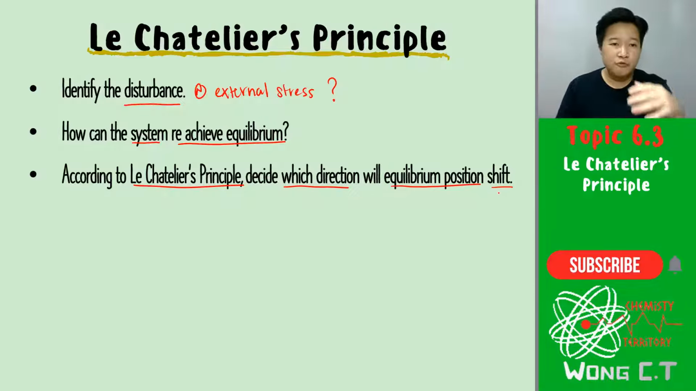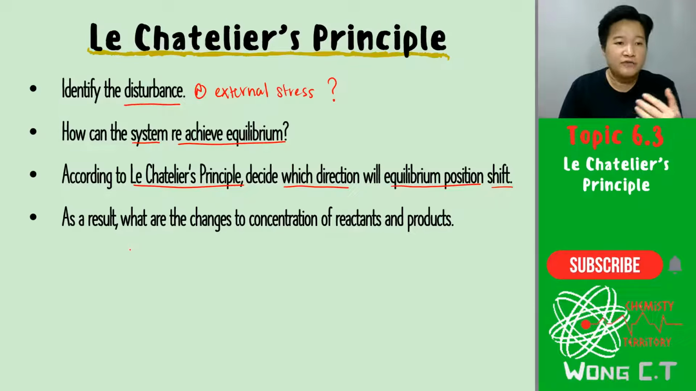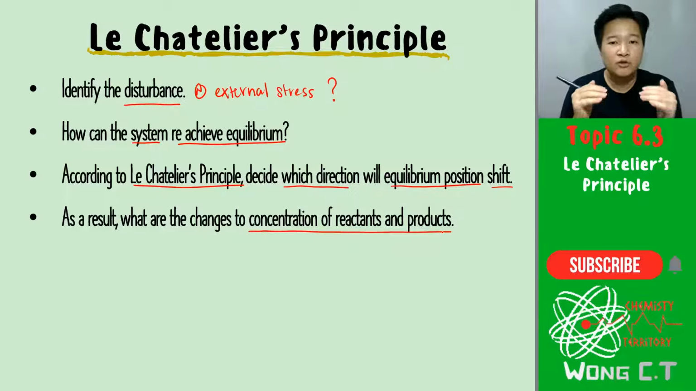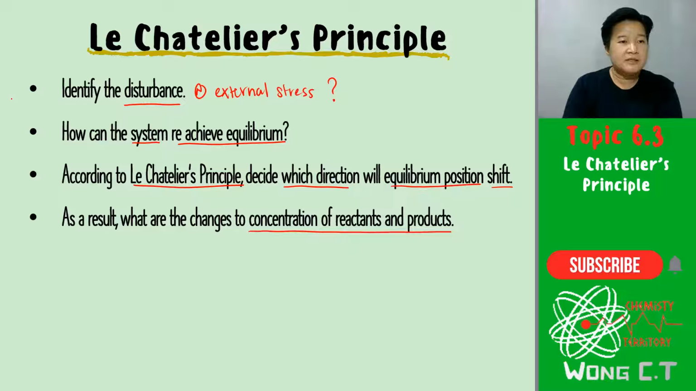We want to maintain the equilibrium, so should we go to the left or to the right? There are only two directions, from left to right or from right to left, depending on the question. And last but not least, because of the changes, what will happen to the concentration of the product and reactant in your system? These are the 4 things you need when answering a Le Chatelier's principle question.